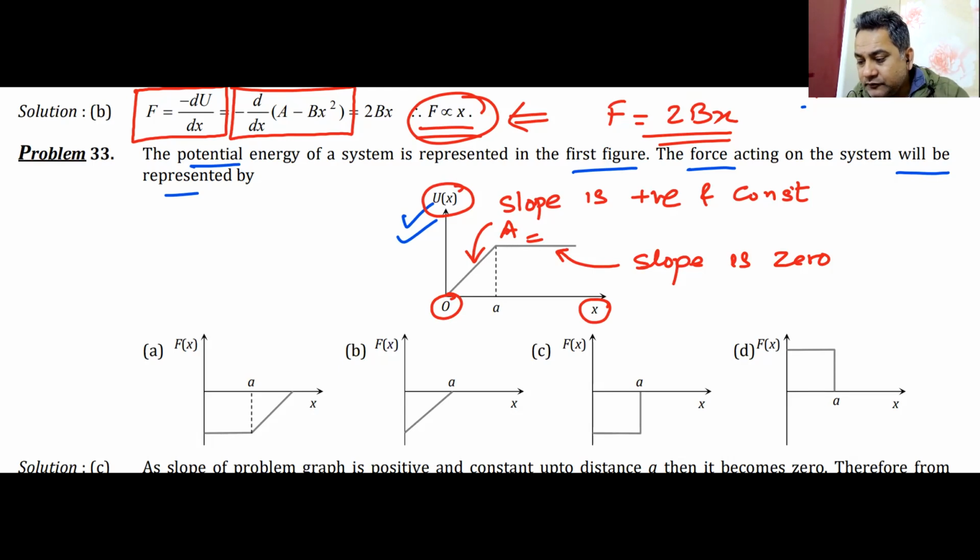After A, force is 0. So now I have to look for a graph where from O to A, force is negative, and from A onwards, force is 0. Which graph represents that? Graph A does not represent that. Graph B does not. Graph C does. Graph D does not. The only graph which shows force is negative from O to A, and thereafter it is 0, is graph C, and that is our final answer.